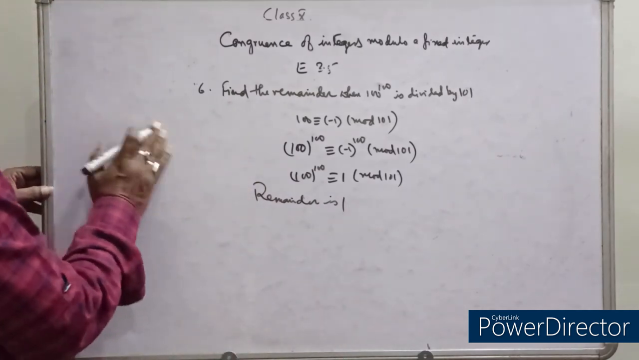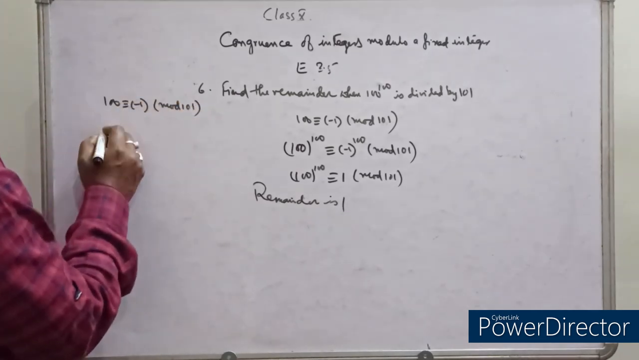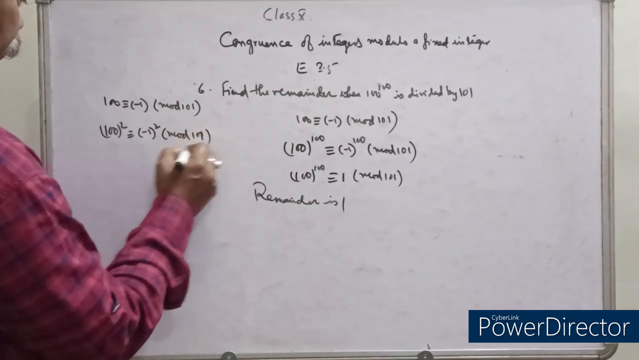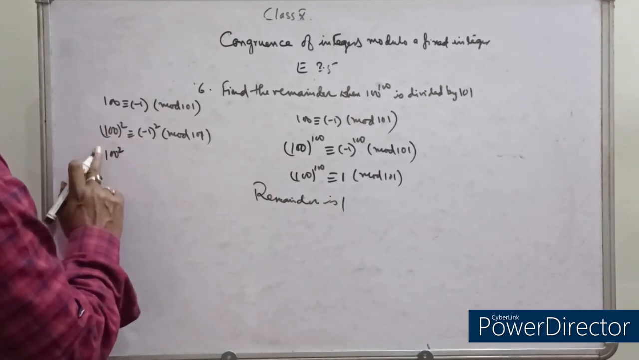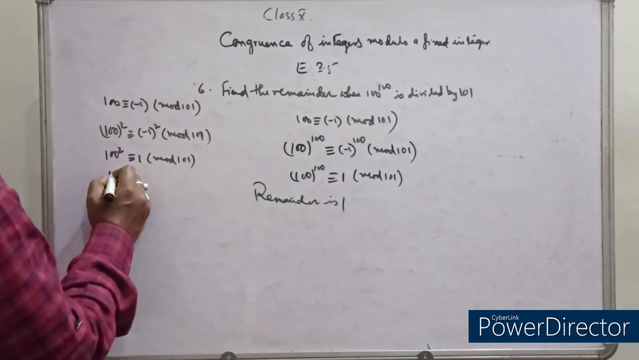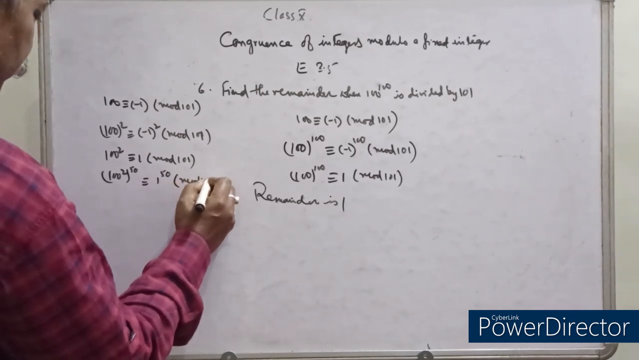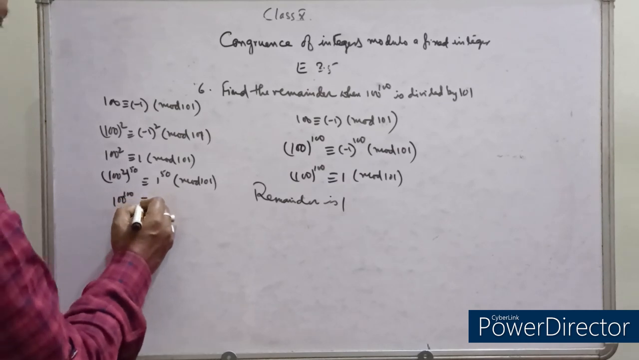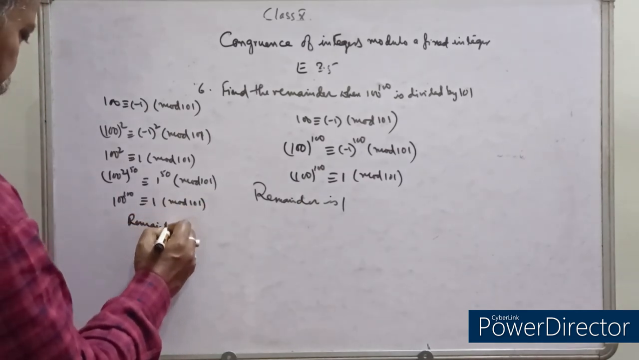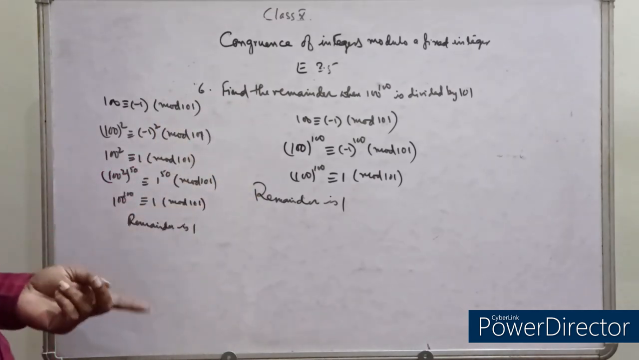So you see that no intermediate stage is needed, but you can also square both sides. 100 congruent to minus 1 mod 101. Squaring both sides, 100 square congruent to 1 mod 101. Now 100 square to the power of 50 congruent to 1 to the power of 50 mod 101. So 100 to the power of 100 is congruent to 1 mod 101, and your remainder is 1. You can do it in this way also, or you can impose any intermediate step if you like, because there is no problem. So your remainder is 1.